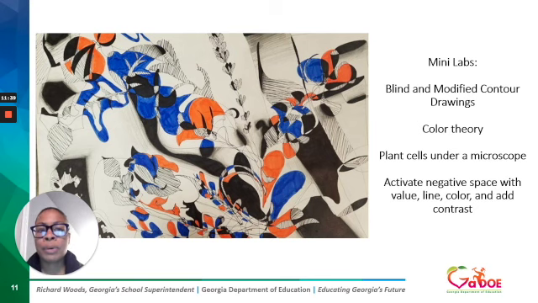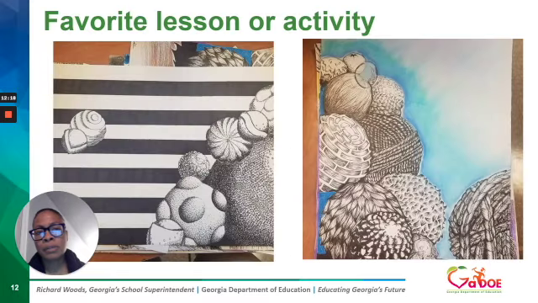The next step was to draw in some of the negative spaces, the plant cells under a microscope. So they're activating some of the negative space, trying to break it up into larger or smaller spaces. And then they went in with value, different lines, added contrast, and even more color to create these compositions. So we felt that these were very successful for an intro to art class. You can tell the success in a project by the amount of projects that are taken home by students, and this was one of those.